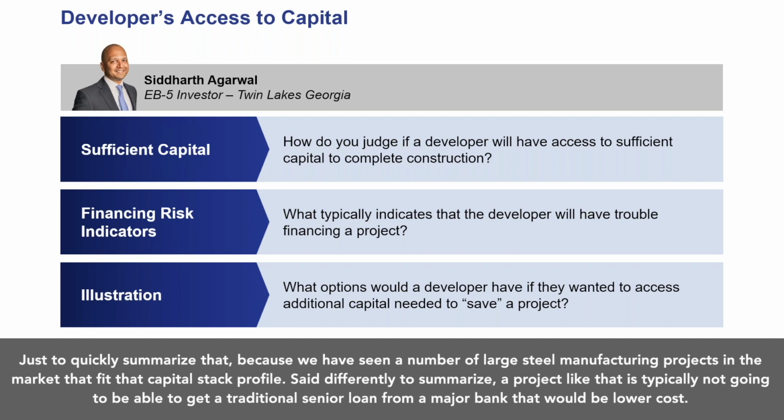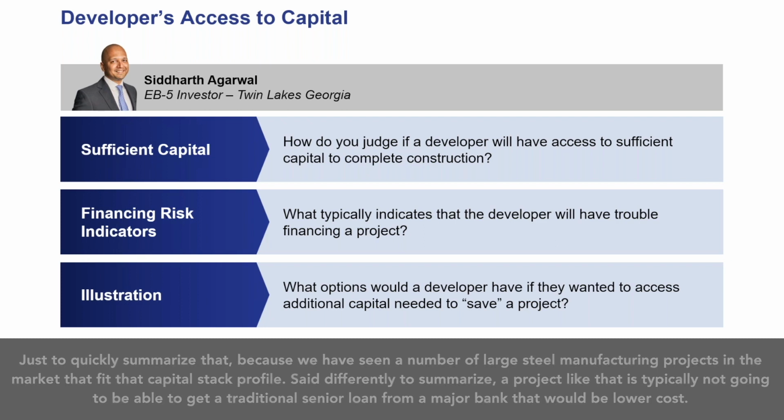Just to quickly summarize that, because we have seen a number of large steel manufacturing projects in the market that fit that capital stack profile. So said differently, to summarize, a project like that is typically not going to be able to get a traditional senior loan from a major bank. That would be lower cost.